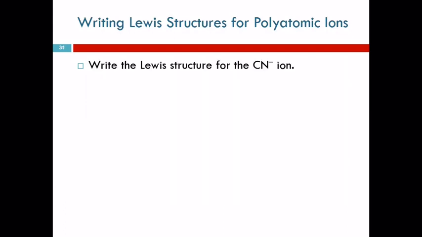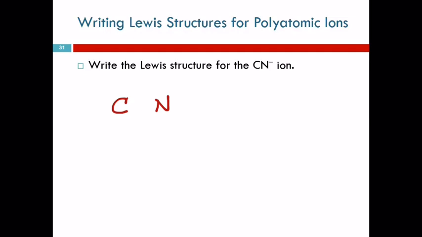Let's do an example. Write the Lewis structure for CN minus. Okay, what's the name of that ion? Cyanide. Well, it's pretty easy to figure out how those are connected. There's only two atoms. They must be connected to each other, right? So we'll write the C on one side and the N on the other. If you write the N on the left and the C on the right, that's fine. It's not any different.